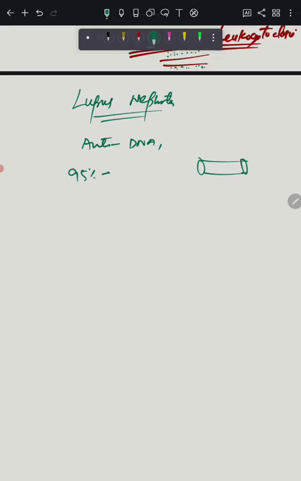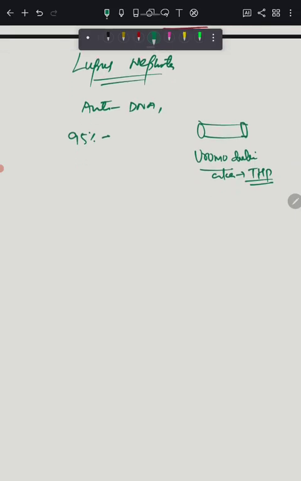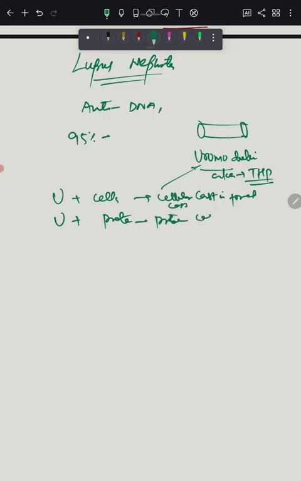They are made up of a protein called uromodulin, aka Tamm-Horsfall protein, THP. This protein is secreted by tubular cells, and when cells or proteins get trapped in this gel, a cast is formed. So when uromodulin plus cells or uromodulin plus proteins form a cellular cast or protein cast, and thus casts are footprints of what's happening inside the nephron.